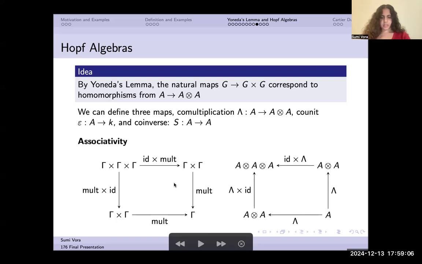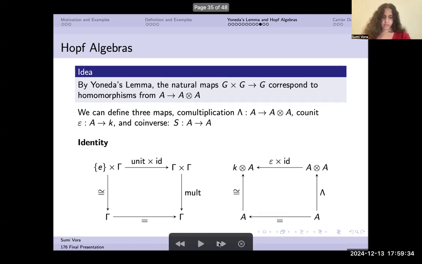And then we do the same thing here, where we just say we're going to reverse this. On A, we do comultiplication. That sort of decomposes it into A times A. If we do it again, we can decompose it again. And this decomposition is also associative, so it doesn't matter which one you decompose. You're going to get the same thing.